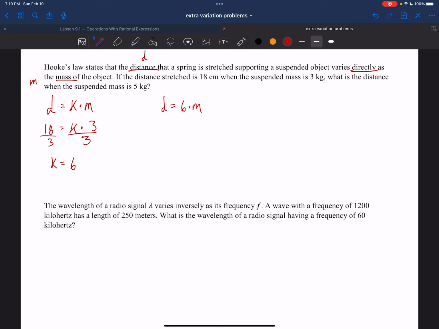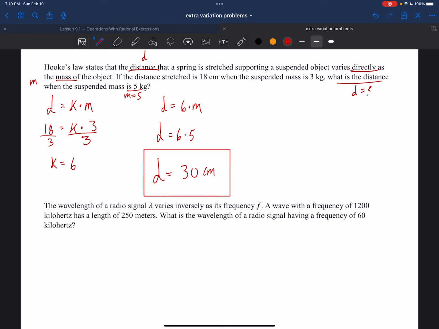And then it's asking what is the distance. So D equals what when M equals 5. So D equals 6 times 5. That means the distance is 30 centimeters. Do make sure you put your units there, okay?